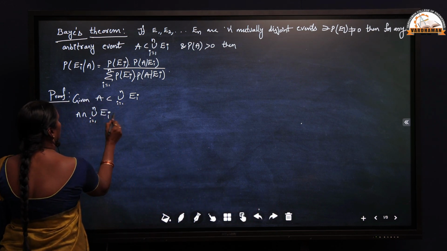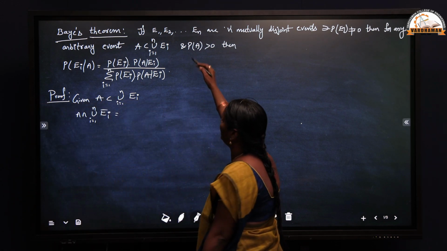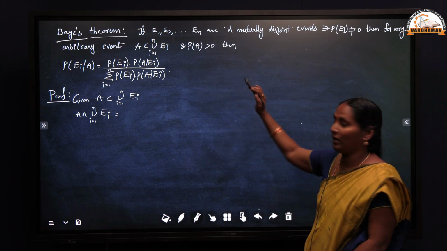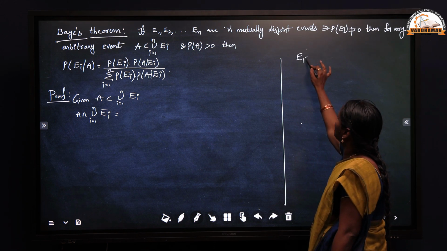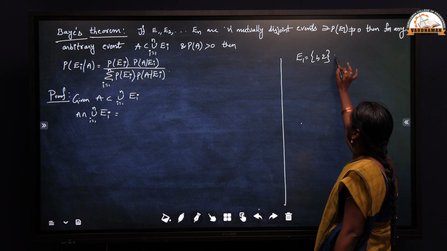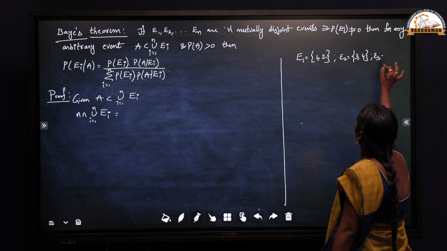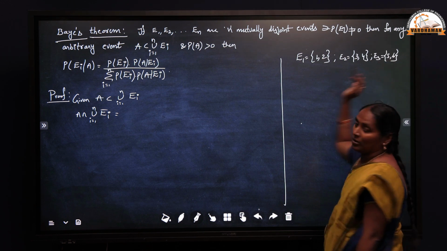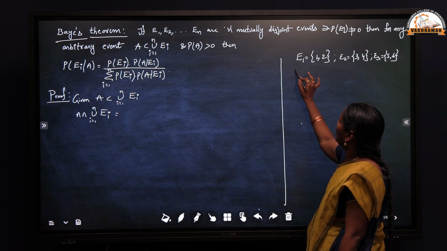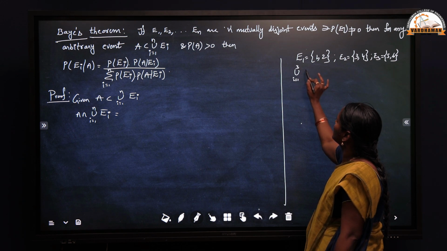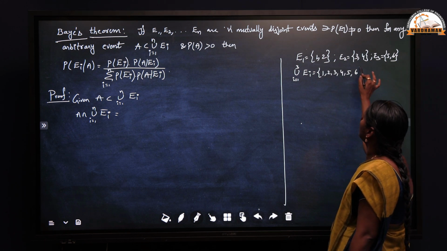Now let us see what the value is. I will go with a small example which has elements. The given statement contains E1, E2 and so on up to En, that is n events. Let us take the set E1 with elements 1, 2, the set E2 with elements 3, 4, and E3 with elements 5, 6. We consider n as 3 sets in the given theorem statement. Now the union over i equals 1, 2, 3 of Ei is 1, 2, 3, 4, 5, 6.